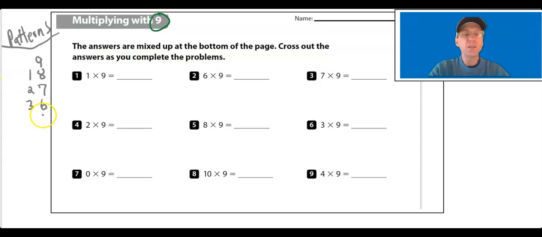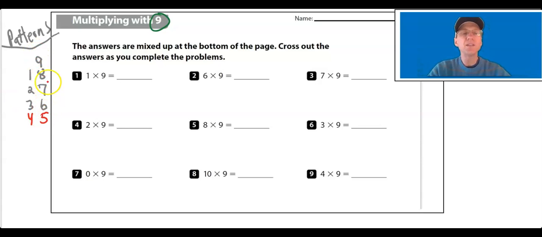So what do you think the next one is? What's the ones going to be right here? 9, 8, 7, 6, 5. What's the tens going to be? 1, 2, 3, 4. Pretty cool, huh? So you can easily write this. You don't even have to count by 9. You just, oh, there's a pattern there.